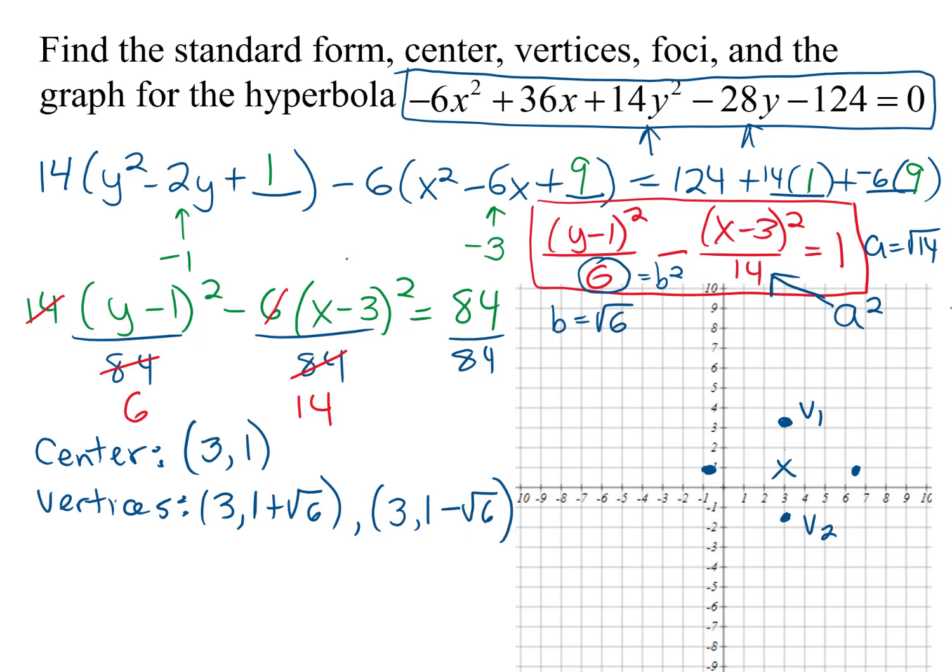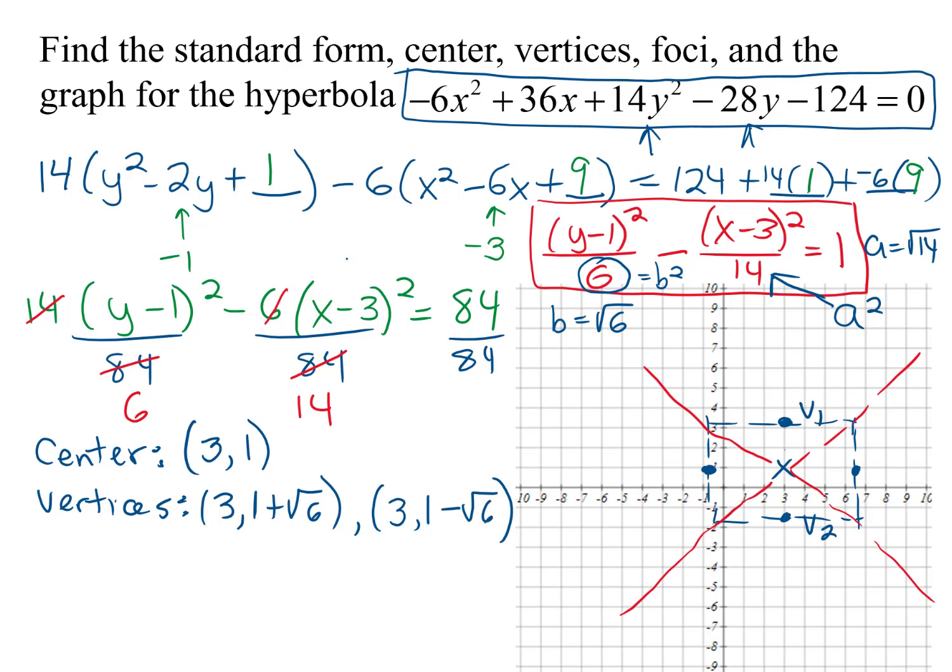That's enough info to see my guide rectangle. I'm now going to make a rectangle that goes through those points and has the center of the hyperbola at the center of that rectangle. I'm now going to draw the diagonals going from the center out to those corners of the rectangle, and those are my asymptotes for my hyperbola. Now I'm ready to draw the hyperbola.